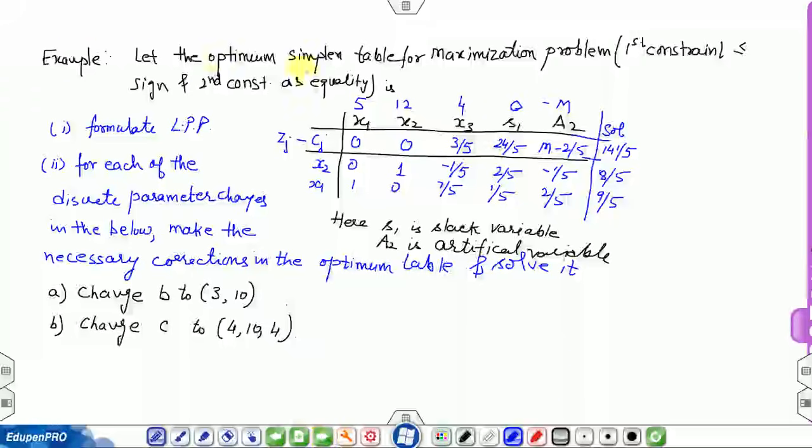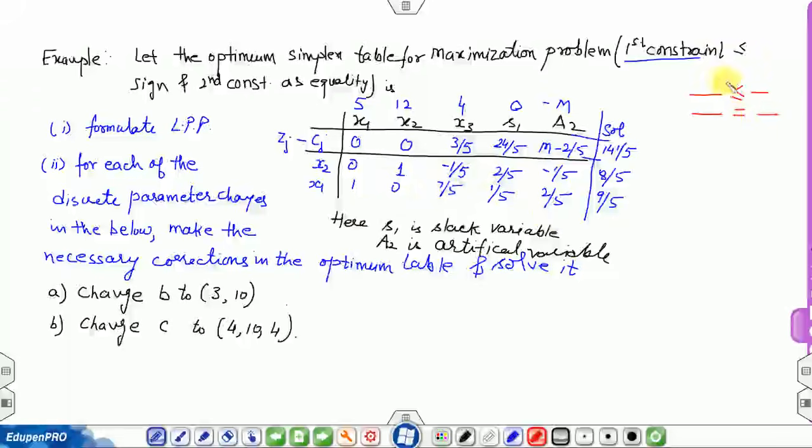Look at that. This is the optimal table, but we are unable to know what the original LPP is. But we know this is the optimal table. That is, the first constraint is a less than sign. It means the first constraint, whatever is there, is less than or equal to something. And the second constraint has an equality sign. It means just like this one. And this is the optimal table.